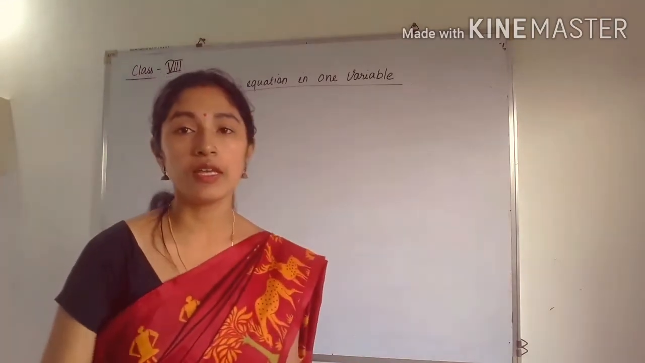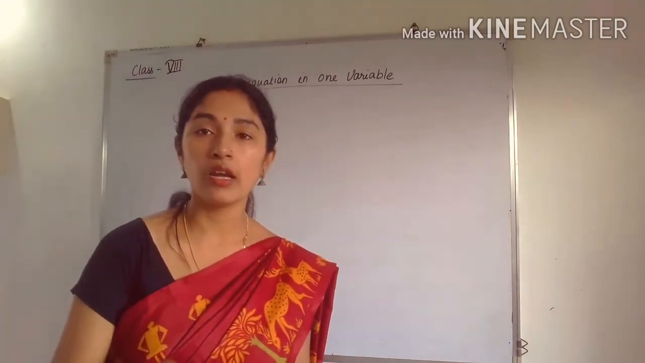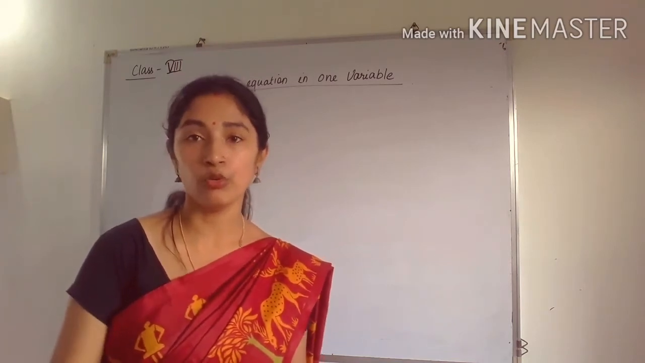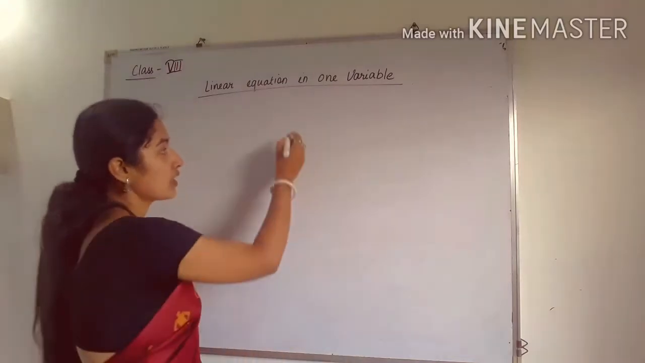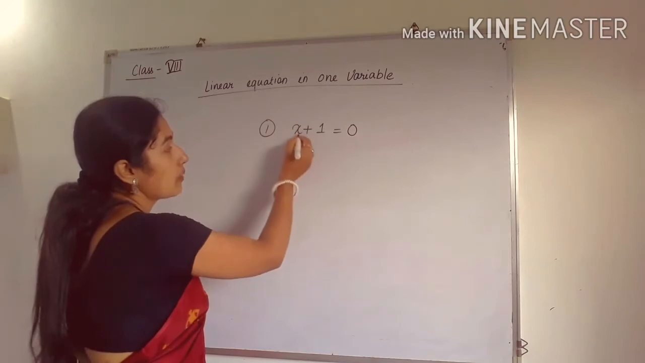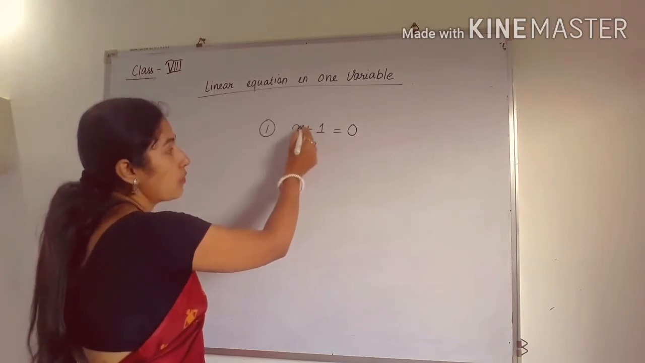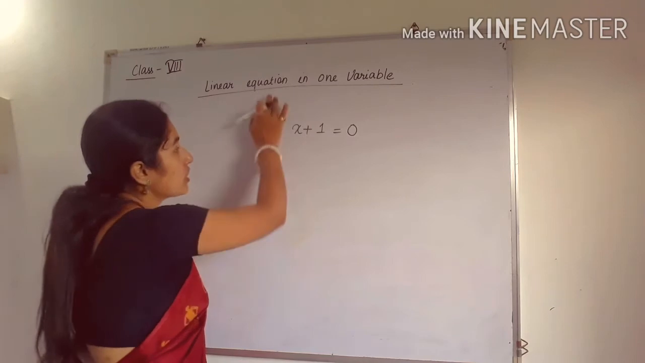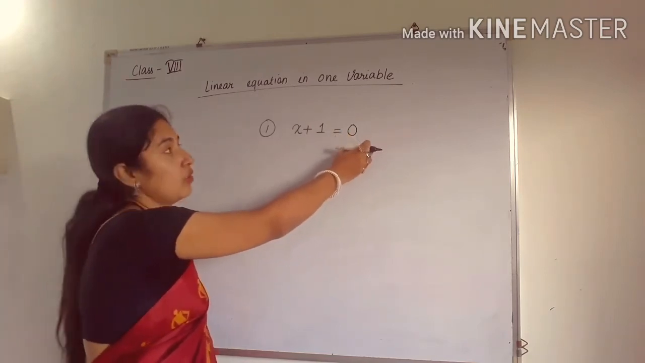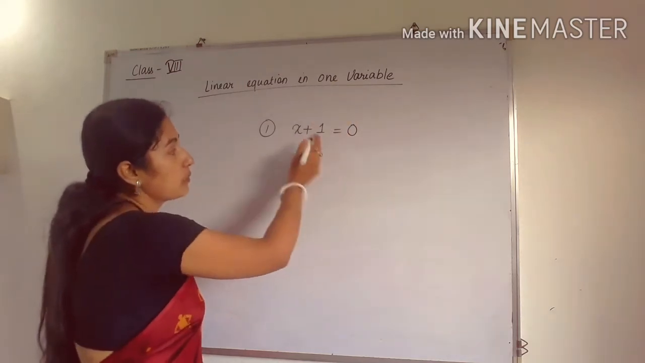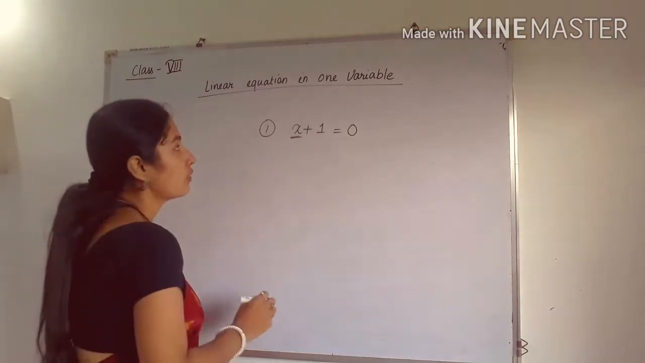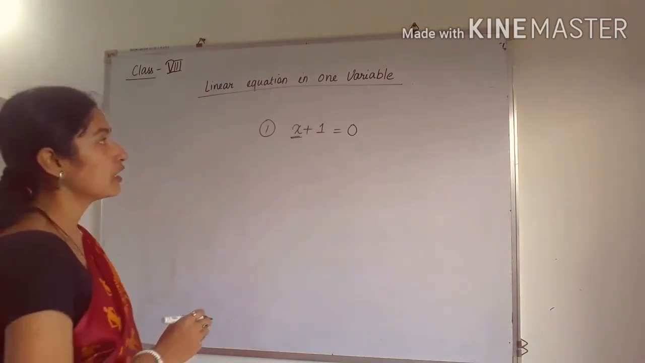Okay, next is one variable. The meaning of one variable is you are given only one unknown, that is either x or y or z or p or q. So some examples of linear equation are: 1, x plus 1 is equal to 0. Here you can see the power of x, the highest power, that is degree, is 1. Okay, equation means there is equal to symbol present and one number is assigned to it. Okay, next is one variable, that means x is only one variable is there, only one unknown is there. So this is one of the examples of linear equation in one variable.